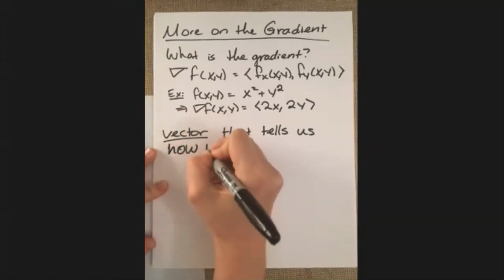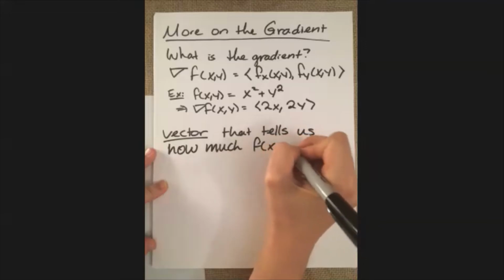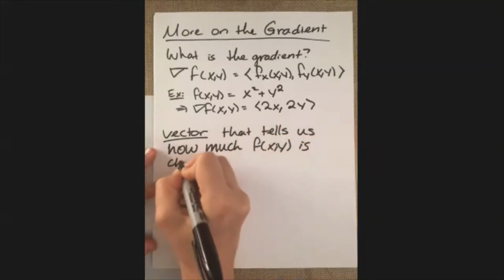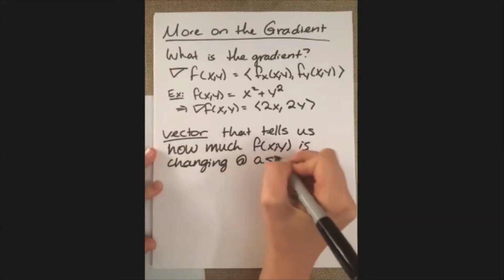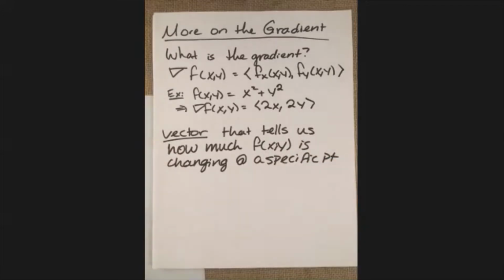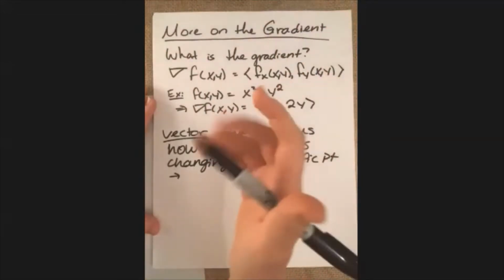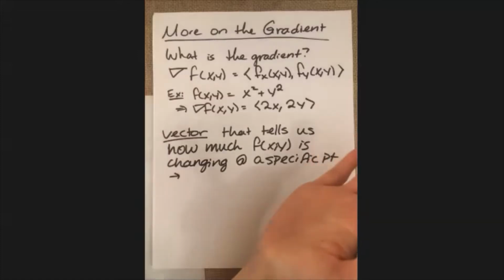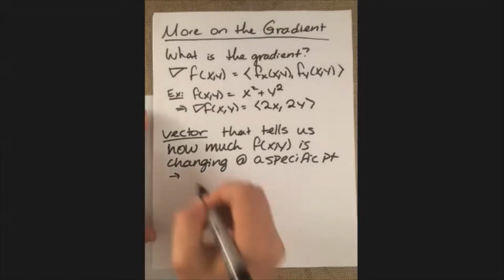So it's a vector that tells us how much f of x, y is changing at a specific point. What kind of information do we get about how much this thing is changing? First of all, it is a vector, so it points in a direction and it has a magnitude. The direction that it points in is the same direction as the direction in which the function is increasing the greatest.